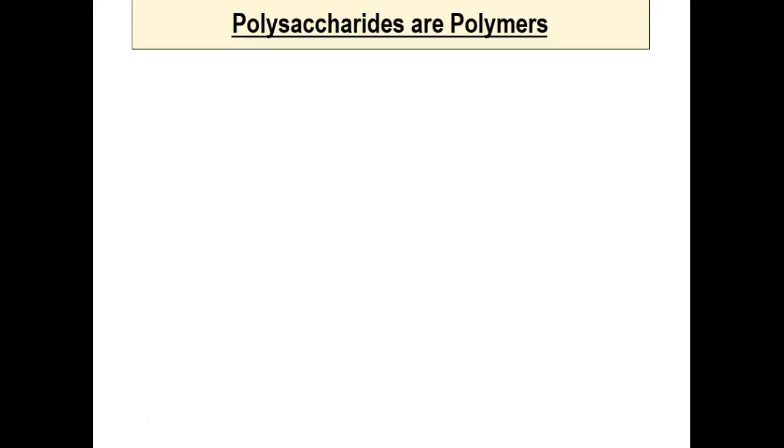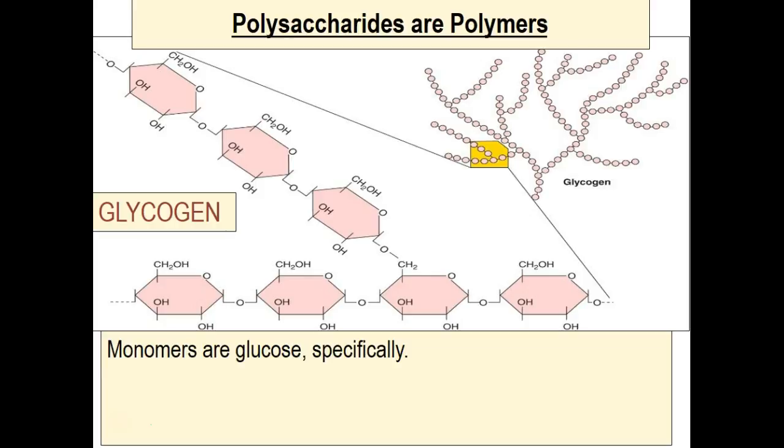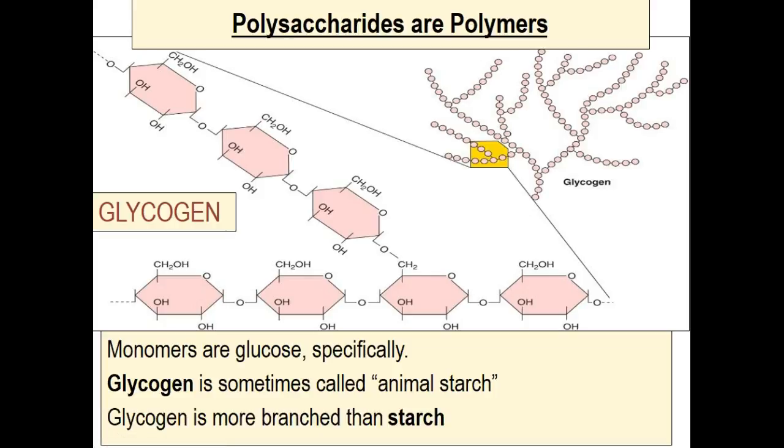So a polysaccharide is a polymer of a monosaccharide. Common example in the body is glycogen. Glycogen is stored in liver and muscles. It is made up of monomers of glucose specifically, and it is a branched molecule, as you can see here. It is sometimes called animal starch, even though glycogen is actually more branched than starch. Plants store starch as their energy reserve, the way animals store glycogen as their energy reserve.